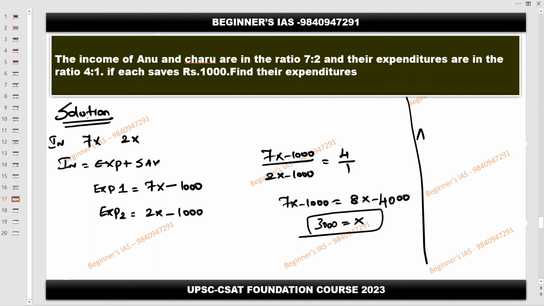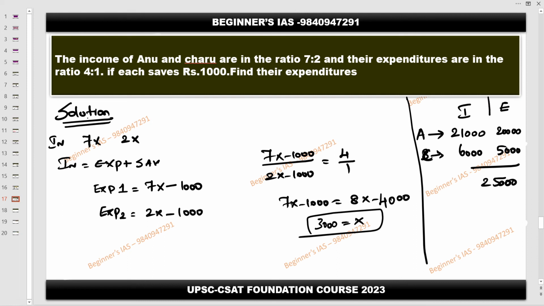Then Anu's income, we don't know, income is what, 7x, 7 threes are 21, so this is income. Expenditure, so you have to subtract 1,000, therefore 20. So Charu's income is 2x, 6,000, here 5,000, the expenditure is 25,000. So that is the question we need to calculate. Clear?